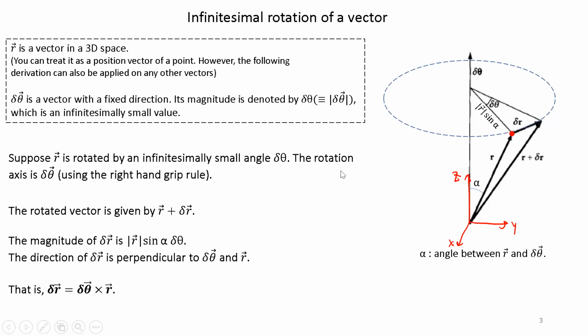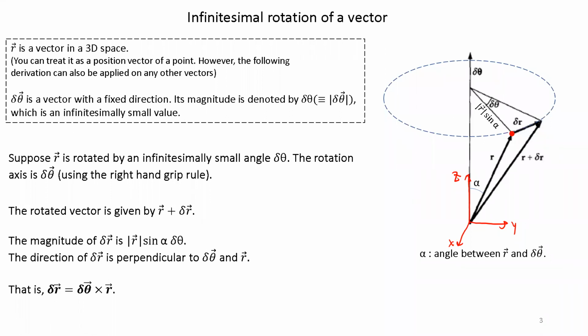So the meaning of the delta theta vector is that, first of all, the magnitude of the delta theta vector is just the delta theta, right? Just the amount of the angular displacement. And the direction of the delta theta vector gives you the rotation axis. So in this case, it's just the z-axis. So that's how I define the delta theta vector.